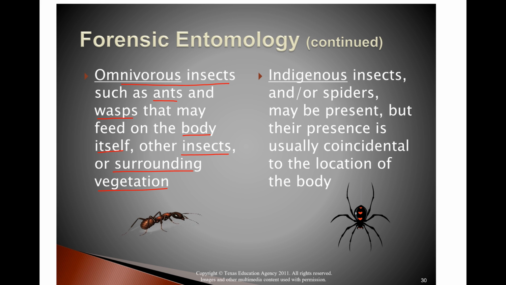Then we can also have indigenous insects, so insects that are only found in that area, and that's normally really helpful in pinpointing finer details about the crime. So indigenous insects, and sometimes spiders, may be present. Now their presence very rarely has anything to do with the body itself. Sometimes it's just kind of coincidental due to location, but again, it can be a big part in figuring out where that body has been over time, especially if it's been moved.